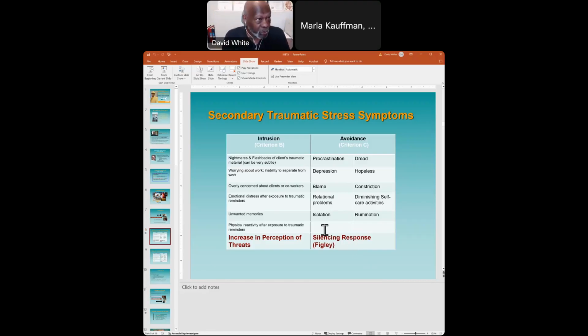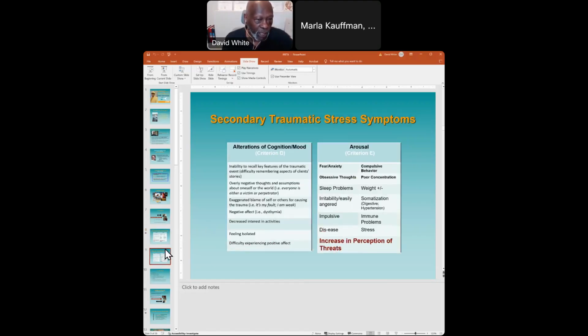Figley has something on this where he talks about the silencing response. And that is, as a professional caregiver, you start to not want to let the clients tell their truth because you're starting to recognize that it's bothering you, and you're trying to silence the clients so they don't speak these things that are harmful to them and are now starting to impact you as well.